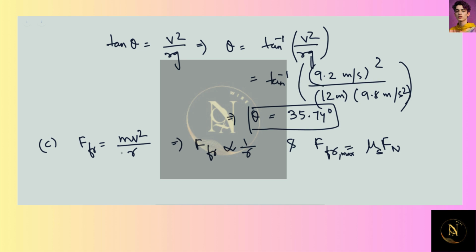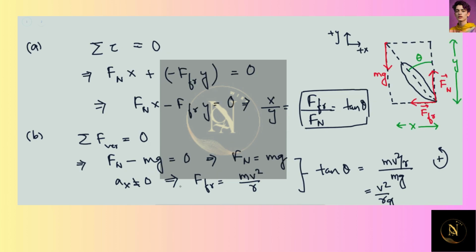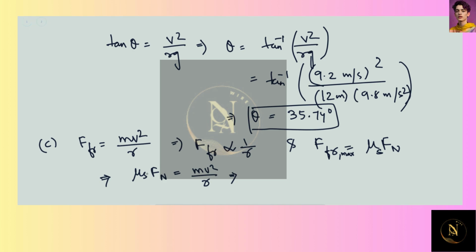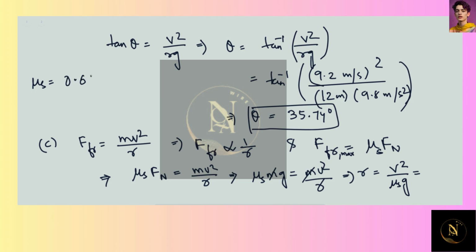Now we can use this value to calculate the radius. So we have mu s times Fn equal to mv square over r. Since Fn is mass times g as we got here, we have mu s times mg equal to mv square over r. The masses cancel out and we get r equal to v square over mu s g. Now given mu s is 0.65, we get that the radius comes out to be 13 meter.